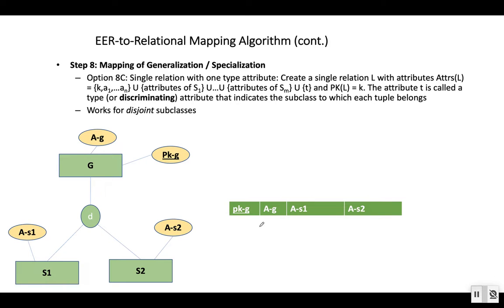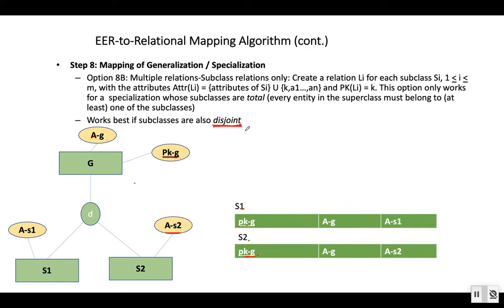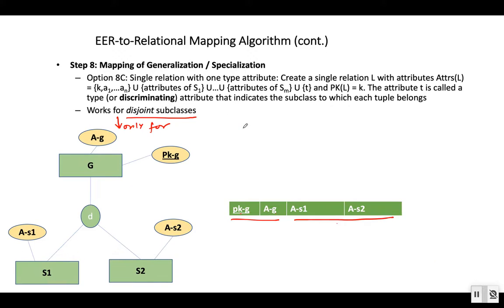Here we have the primary key PKG and all the common attributes, and all the special attributes also we are going to have here. That works only for disjoint subclasses. So remember, it works best if the subclasses are disjoint, but it only works if the specialization is disjoint.